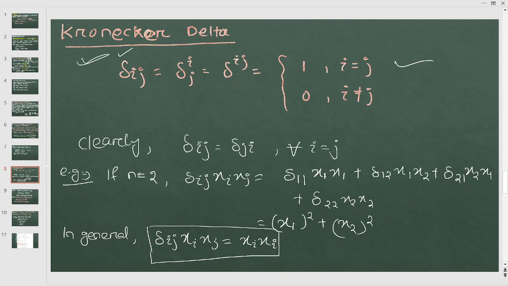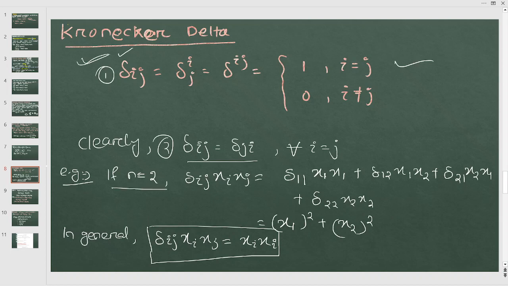When i is equal to j, you have the value 1, and when i does not equal j, you have the value 0. And you can also say that for all i and j, delta ij is equal to delta ji. This one is a very important property we are going to use in many problems. In many question solving we are going to use it. So remember this.